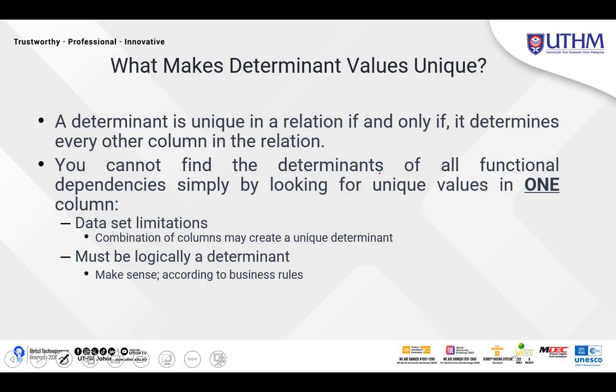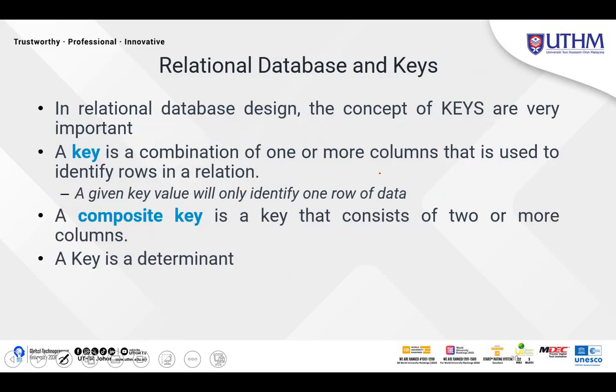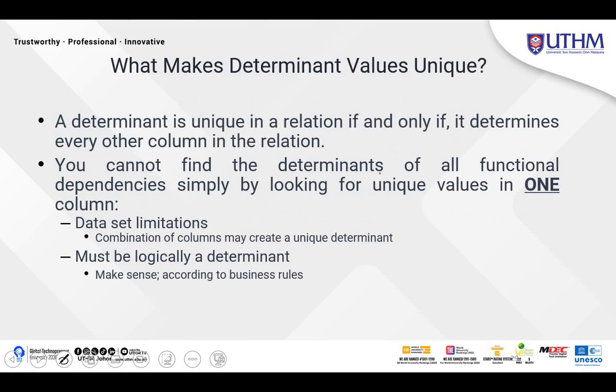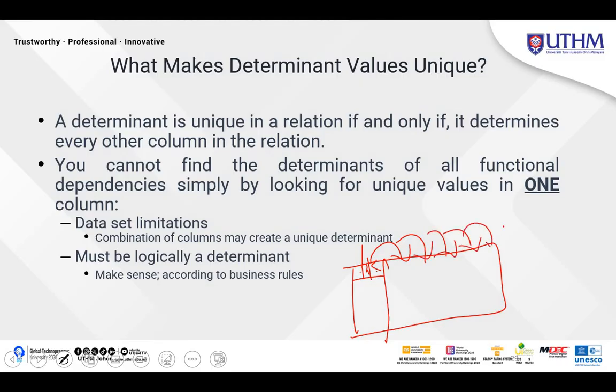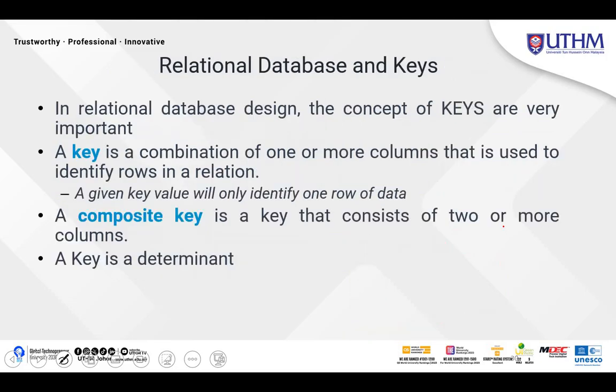What makes determinant values unique? A determinant is unique in a relation if and only if it determines every other column in a relation. For example, you have a table and the first column is the primary key. Just imagine this is a primary key. So this can determine another column, another column, another column. So they are known as unique. You cannot find the determinants of all functional dependencies simply by looking for unique values in one column. So there are some limitations as well.